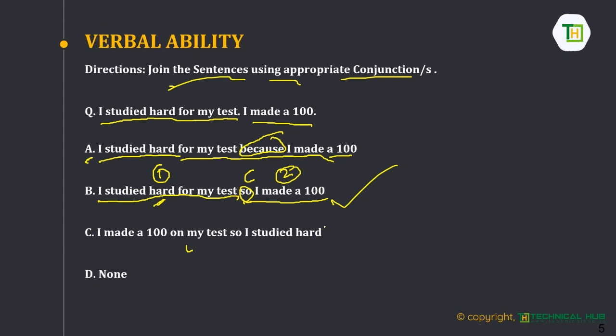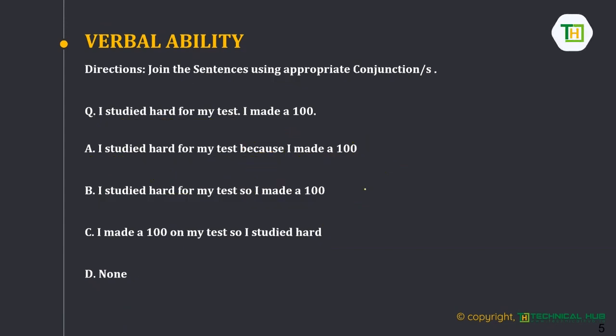I made 100 on my test, so I studied hard. No, first he studied, then only he got it. Not like after getting 100 he did not study. Okay, so option A wrong, option C wrong, and option D also wrong. So the exact one is option B. So try to remember these words, and anyhow I'm going to give you brief details about it.